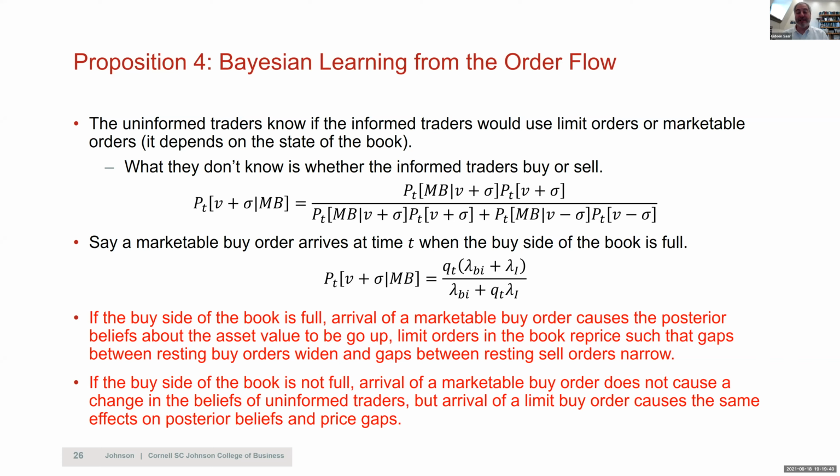And of course, if the buy side of the book is not full, the arrival of a marketable order will not cause any cancellation and resubmission because we know it doesn't contain information. But an arrival of a limit order will cause the same thing, the beliefs to be updated upward and all the traders to want to cancel and resubmit.